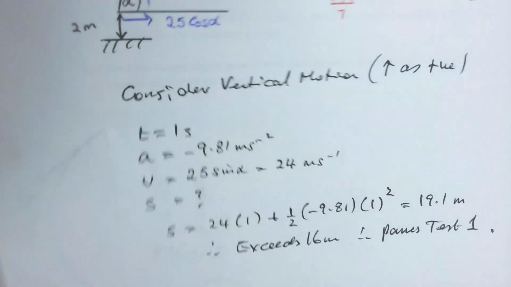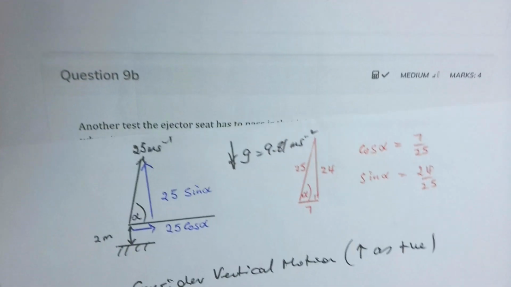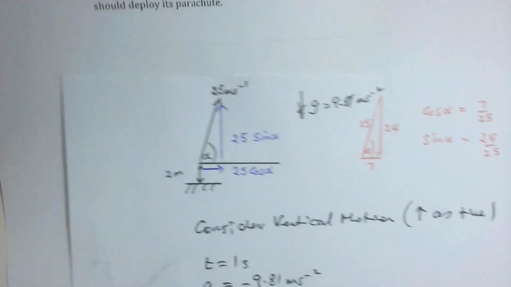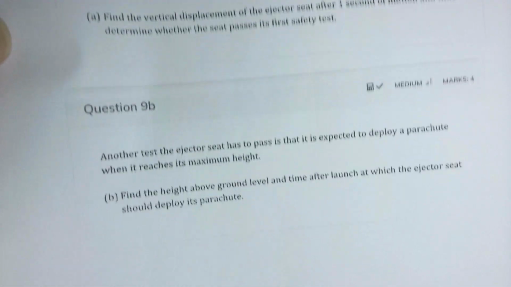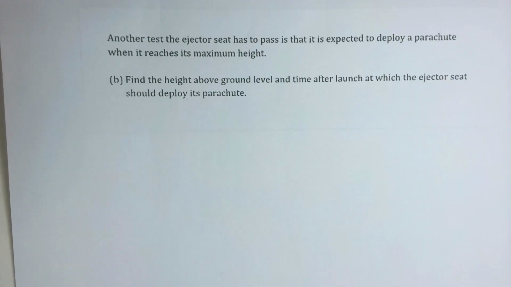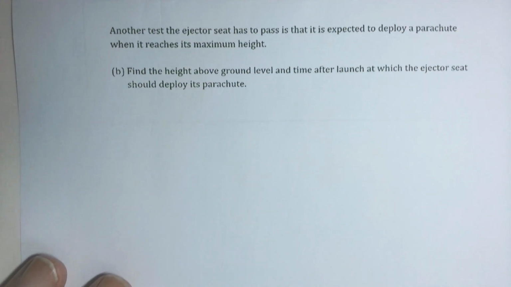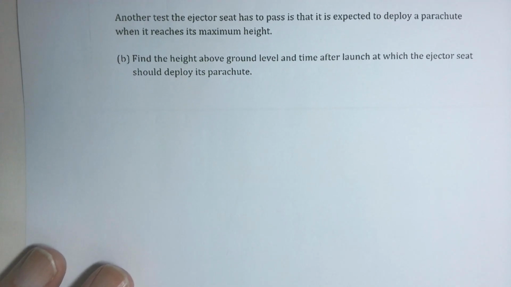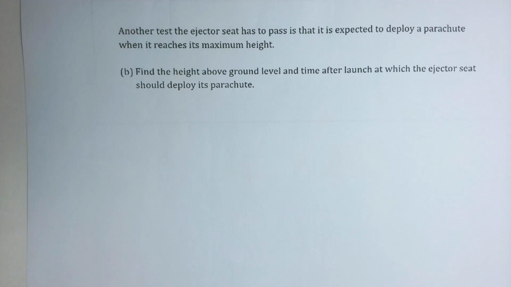Okay, that's the first bit done. And for 9, if we go back to part B, another test the ejector seat has to pass is that it is expected to deploy a parachute when it reaches its maximum height. So find the height above the ground level and the time after launch at which the ejector seat should deploy its parachute.